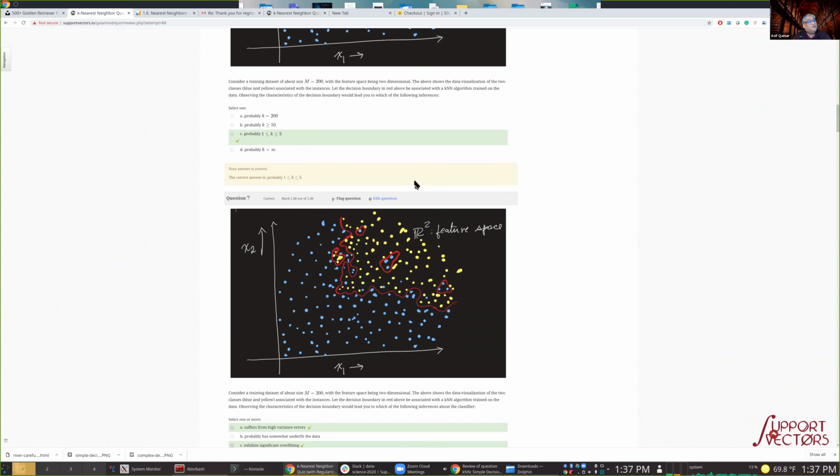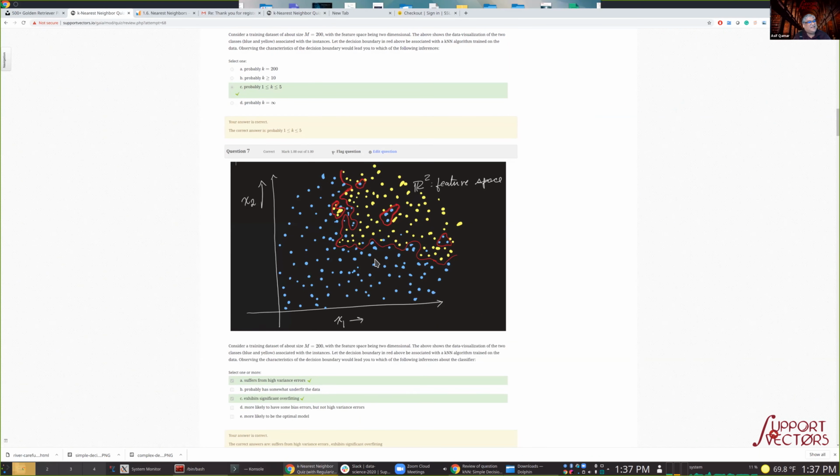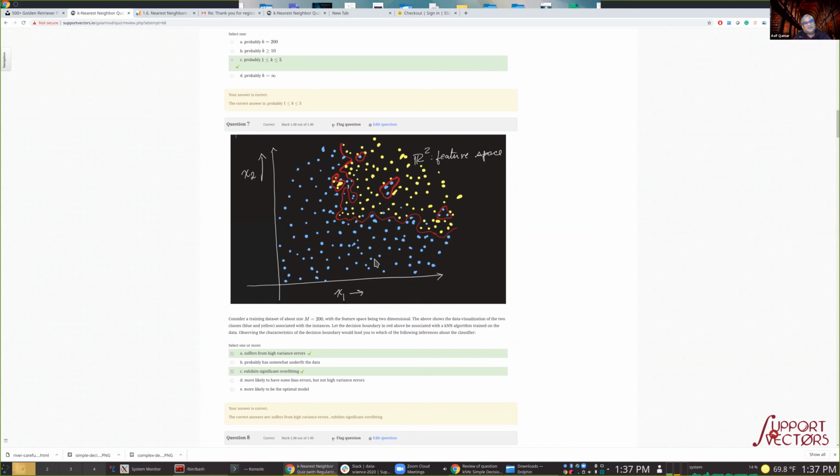Yeah, so don't read too much into it. It isn't actually anything. I just drew a complicated decision boundary, and then I started putting blue and yellow points all around it. So this is it.